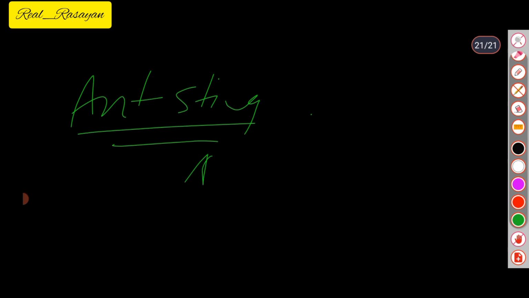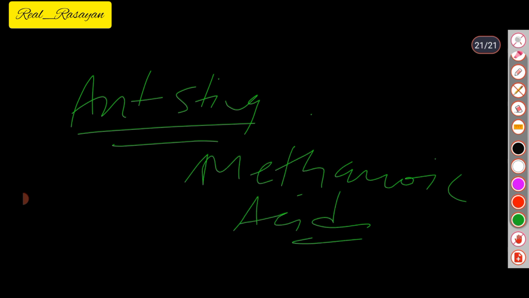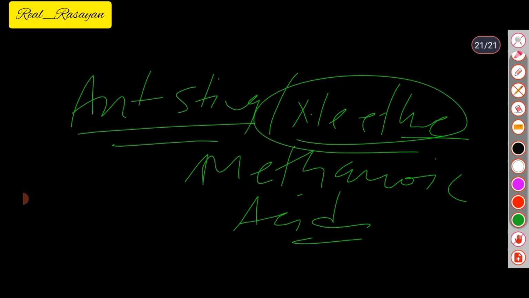Name the acid which is present in ant sting. Ant sting, methanoic acid, as well as nettle sting. Nettle is a plant. These ant sting and nettle sting secrete methanoic acid, and they use this chemical as a self-defense mechanism. So this can be the application of pH.